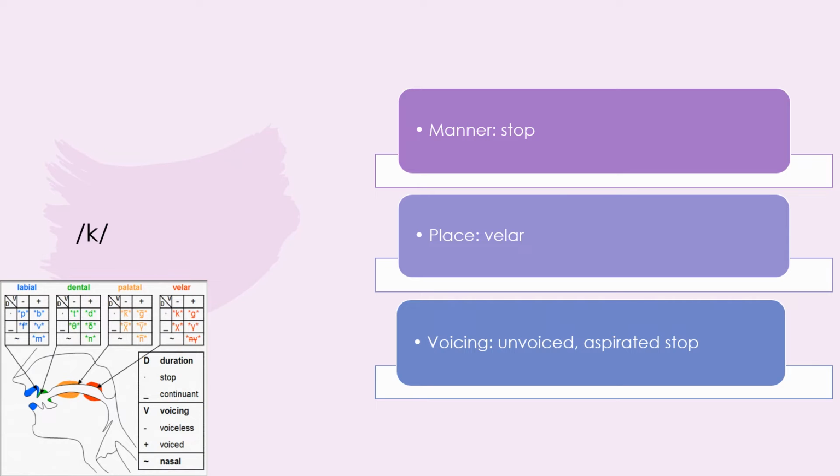K is also an aspirated stop. So the puff of air comes out as you are saying the K sound. So if you're saying cat, it comes out with the K, cat. Okay?